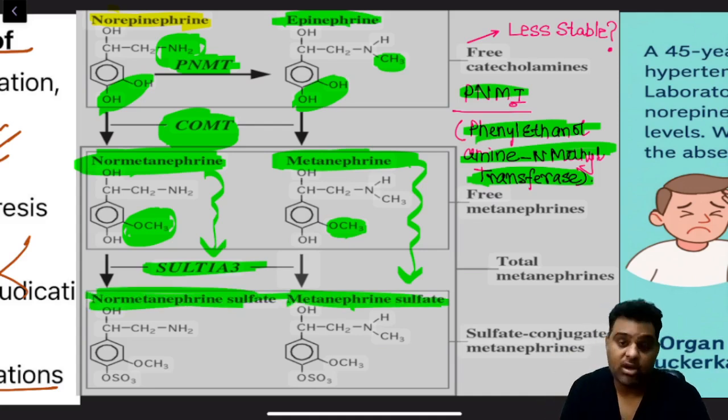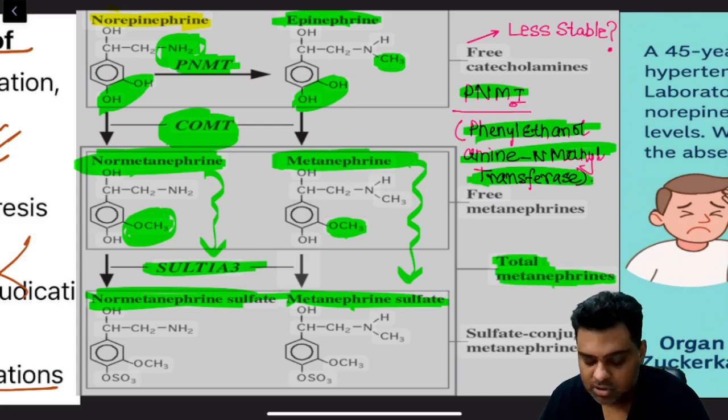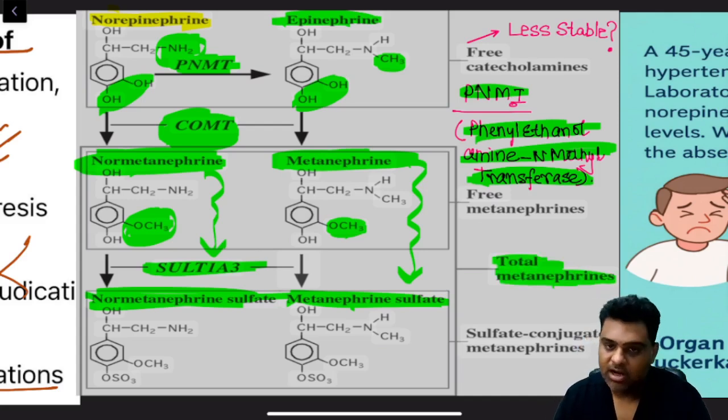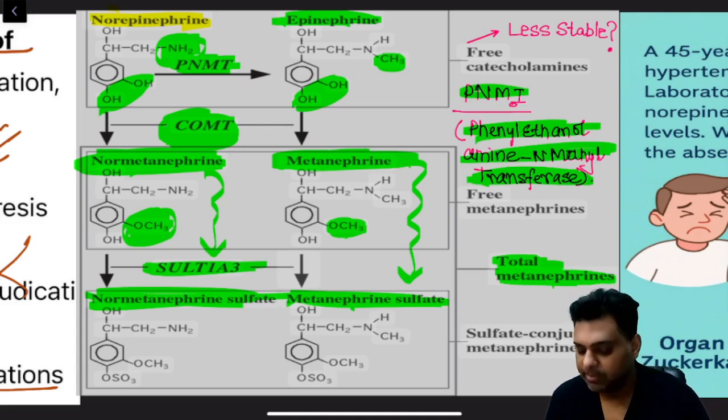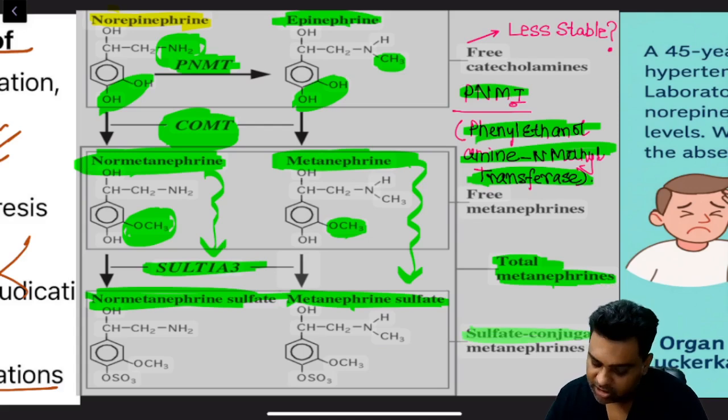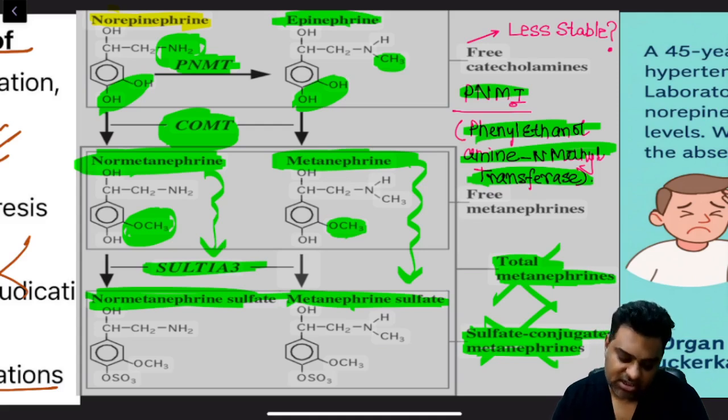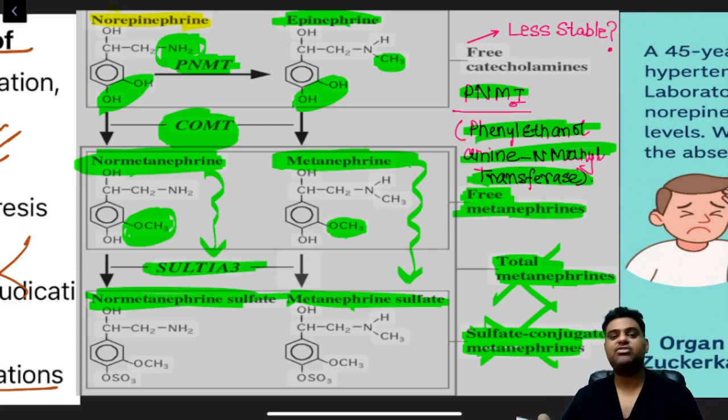But if someone asks you what total metanephrine means and why we don't measure it: total metanephrine consists of the normetanephrines and metanephrines plus their sulfated compounds. So it becomes very cumbersome to measure them. Sulfated conjugated metanephrines are not measured. What is measured is only the normetanephrines and metanephrines, which are known as free metanephrines. So this was regarding why some compounds are measured and some are not.